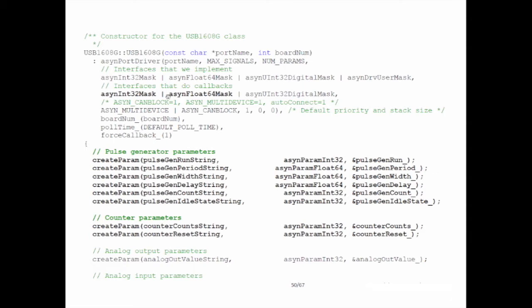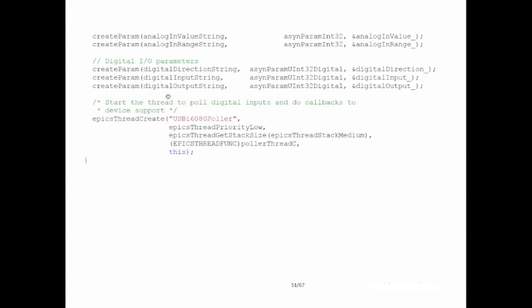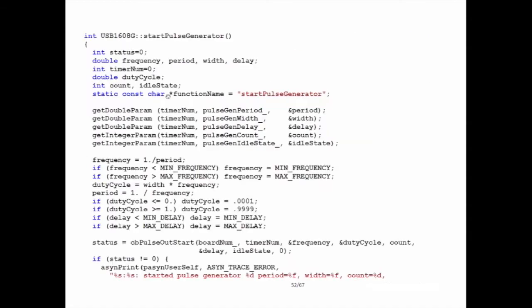So now in the interfaces that we implement, we're going to put the int32 mask and float64 mask for the interfaces that can do callbacks. And we're going to create the parameters for the pulse generator, create the parameter for the counters. That's it. Okay, so now here's the code to actually start the pulse generator.